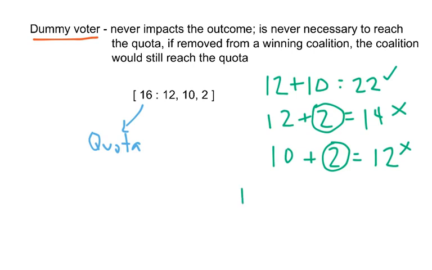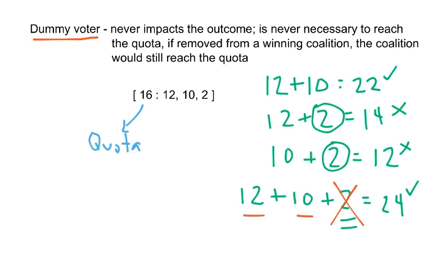And then finally, if we have the 12 plus the 10 plus the 2, and this is the part where it gets hard for students, we've got 24. That does reach the quota, so the 2 voter did have an impact. Well, wait just a minute. If we were to remove this 2 voter from that coalition, the 12 and the 10 voter are able to pass this without the support of the 2 voter. So here the 2 voter doesn't have any impact. They aren't able to pass a motion. Their support is not necessary for a motion to pass, which is what makes them a dummy voter.